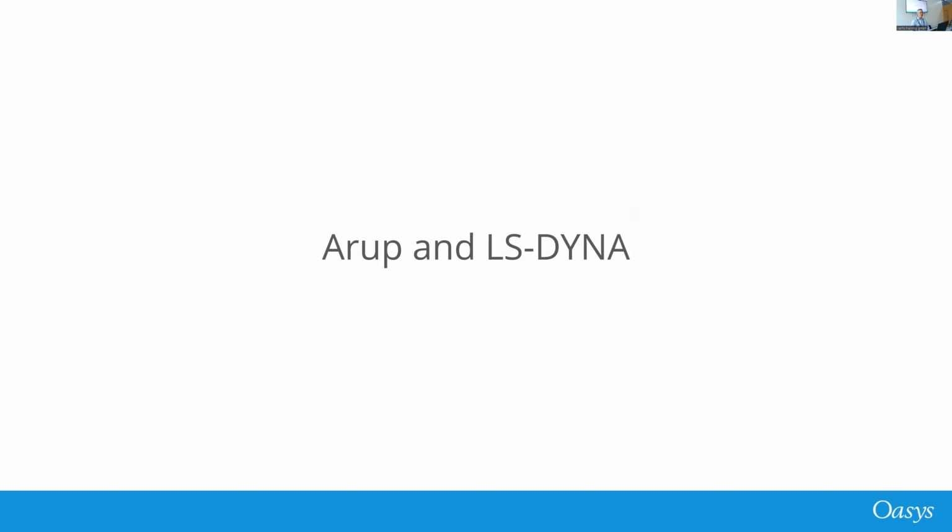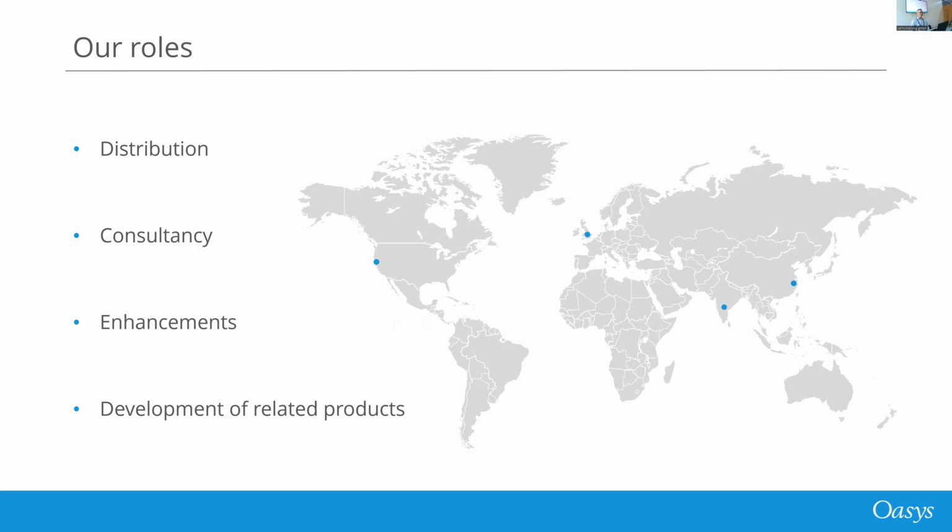So let's focus on what Arup does in collaboration with the LS-DYNA software. In relation to LS-DYNA, Arup works in a number of areas. Firstly, we distribute LS-DYNA and support users in various regions. So we distribute in the UK, and we have distribution teams in Japan, in India, in the US and China.